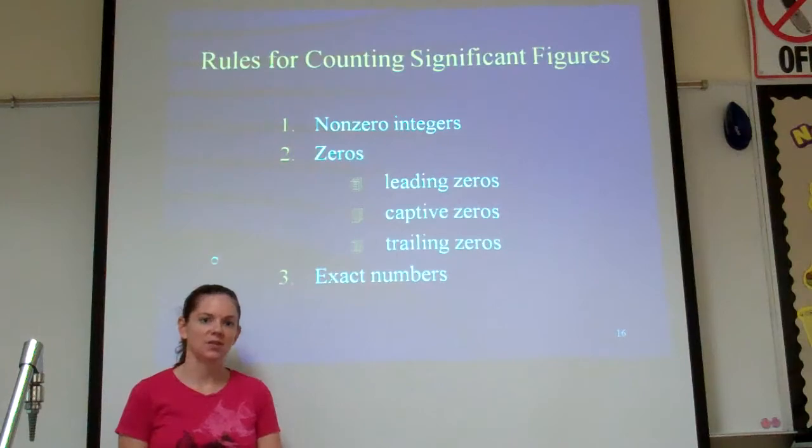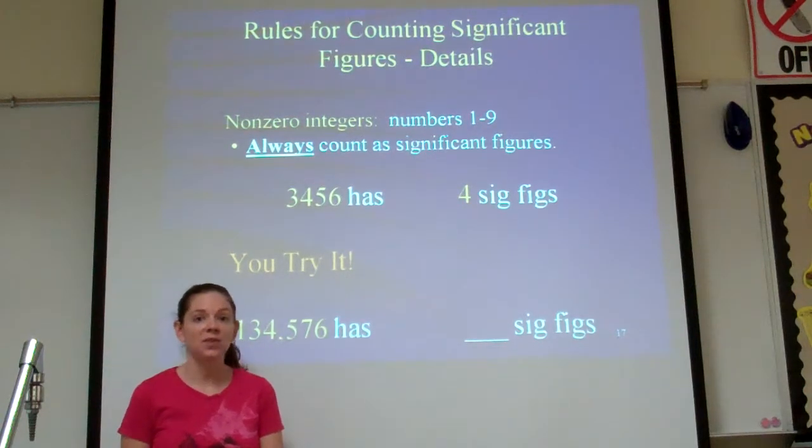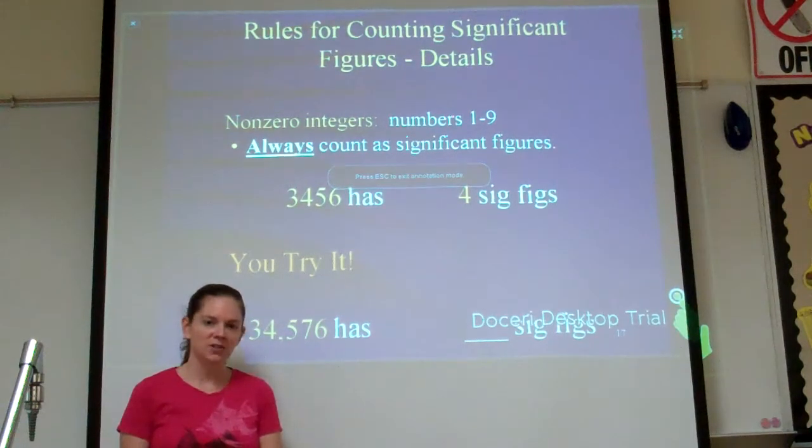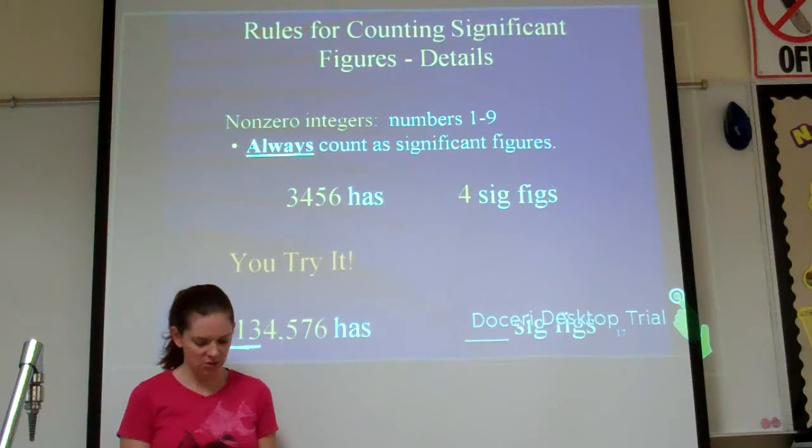Looking at non-zero integers, these are digits 1 through 9. They always count as significant figures. For example, 3,456 has 4 significant figures. You try it. 134,576 has how many significant figures? They are all non-zero integers, so all we have to do is count the numbers. 1, 2, 3, 4, 5, 6. So it has 6 significant figures.